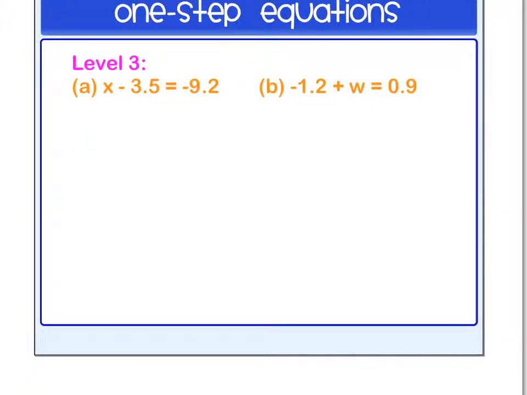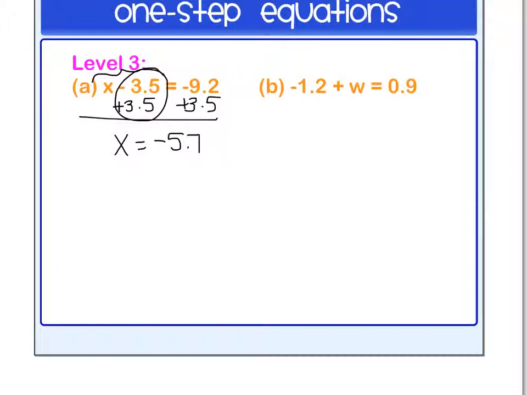These are very similar in that we're trying to get our variable by itself. To get rid of that minus 3.5, I'm going to add 3.5 to both sides. Since they're opposites, I put the 0 around them and I get x equals. Now I've got to do my negative 9.2 plus 3.5, and I get a negative 5.7.